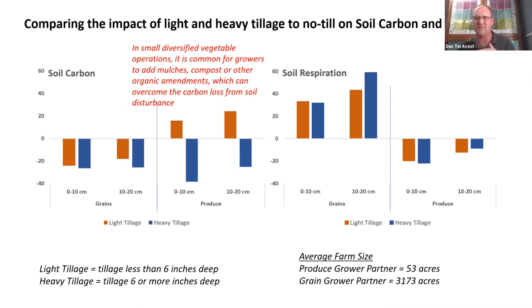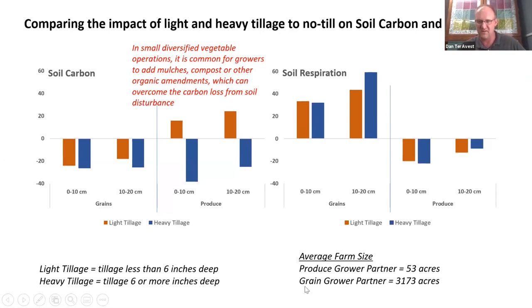But then you also may just see that the increased intensity of the tillage means the amount of residues or compost and organic amendments added is no longer sufficient to cover up the loss from all of the tillage. And that kind of tracks here.